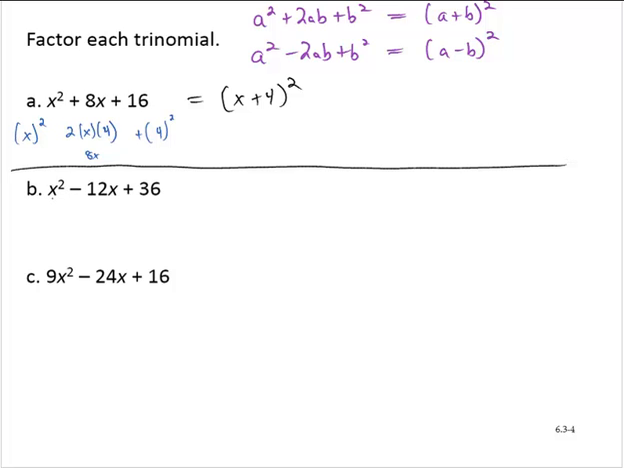Alright, so exercise B, we have x squared minus 12x plus 36. Notice that the first term is the square of x, and the last term is the square of 6. Checking the middle term, is it 2 times x times 6? Well, 2 times x is 2x times 6 is 12x. That fits. Now, since it's a minus 12x, I can write this in the form (x minus 6) squared. So x squared minus 12x plus 36 is equivalent to (x minus 6) squared.